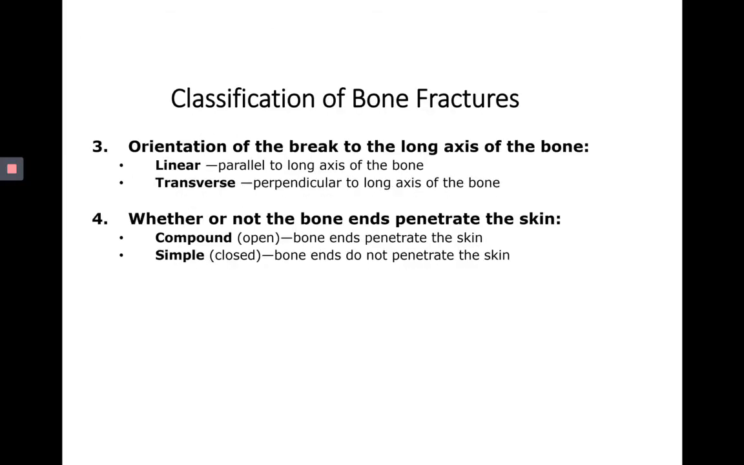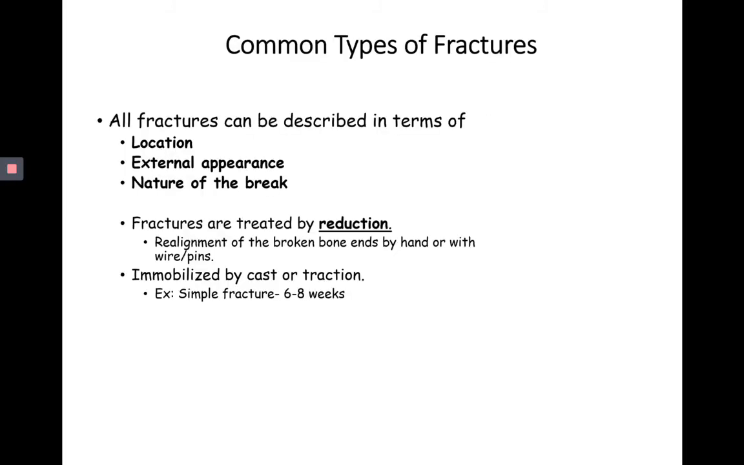There's also other classifications of bone fractures. You can have a linear or a transverse or a compound or a simple. The linear fractures are parallel to the long axis of the bone. So think of them more of an up and down if you're looking at a long bone. Transverse is across or perpendicular to the long axis of the bone. So think of breaking a bone in half. A compound fracture is when the bone ends penetrate the skin, or is also called an open bone fracture. A closed or simple bone fracture is when bone ends do not penetrate the skin.